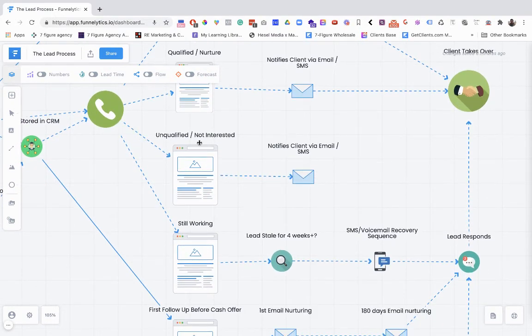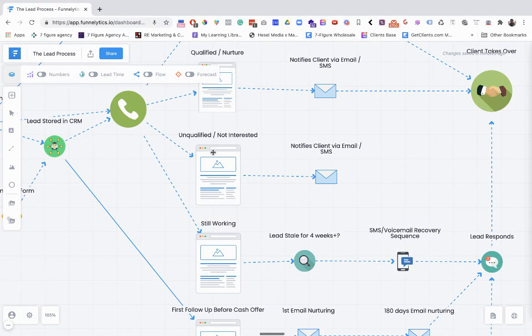Of course, there are going to be those people that are unqualified or not interested, and we're going to tag them as unqualified or not interested. Some of these people, I want to say about 15 to 20%, are either potential buyers or funnel hackers. They could also be other wholesalers trying to do business with you or trying to see how your funnel works. So you're going to have those as well, and you're also going to get notified.